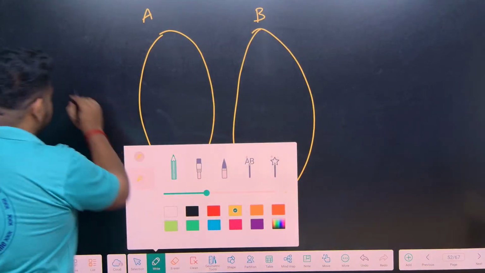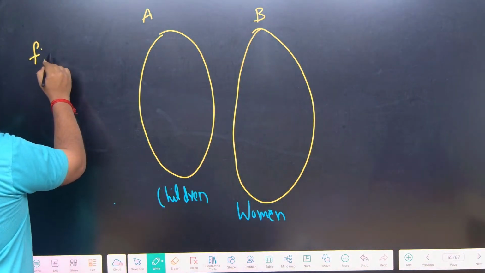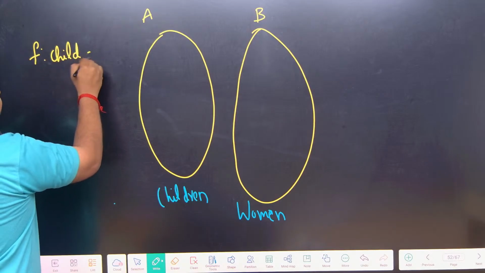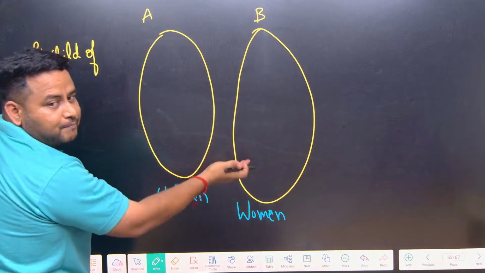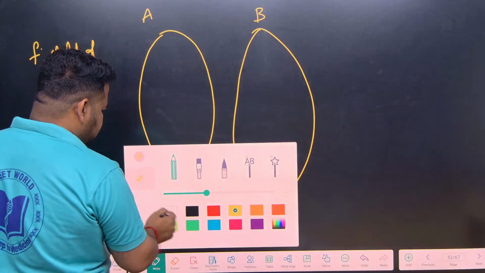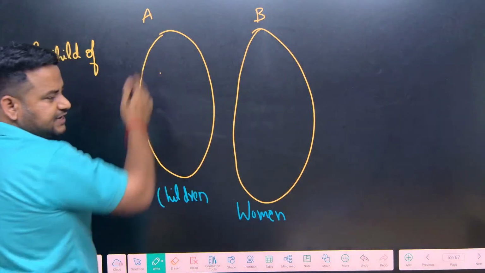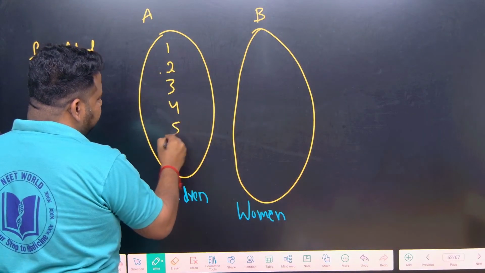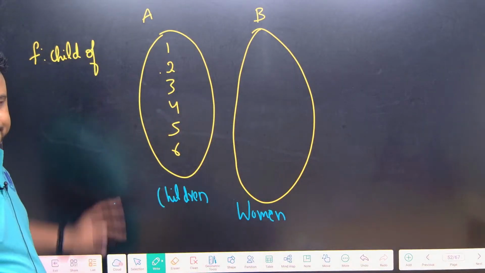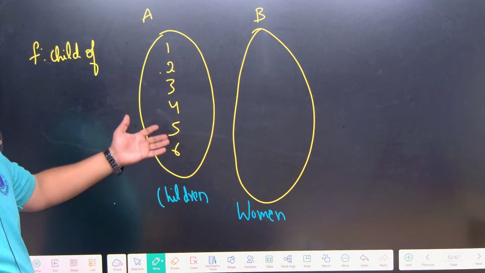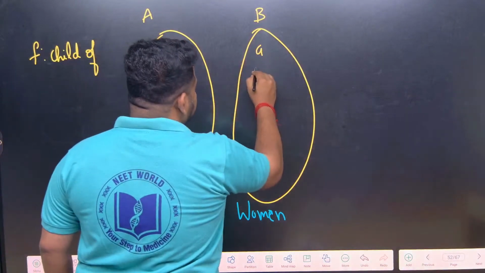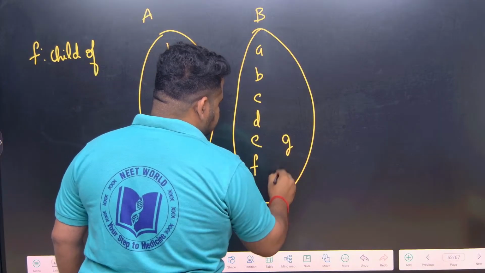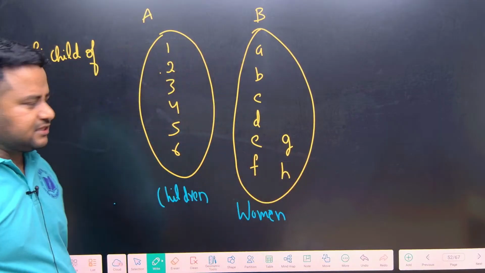So what is the function talking about? The function is talking about a relation, the relation of child of. This child is a child of whom? Set A will have a number of elements, so let us write 1, 2, 3, 4, 5, 6. Similarly set B also has a number of elements. Let us write A, B, C, D, E, F, G, H.